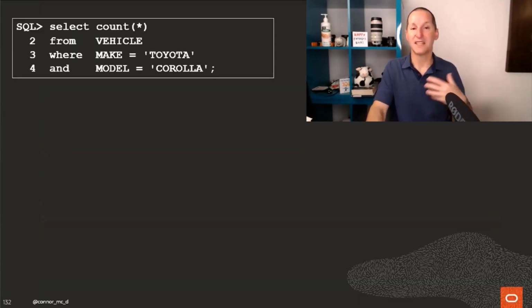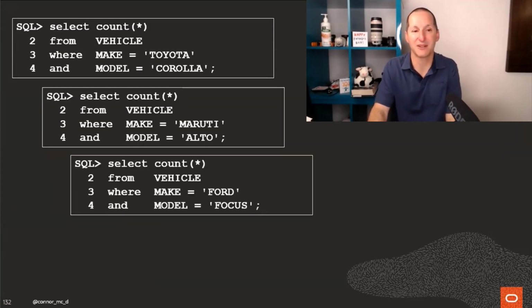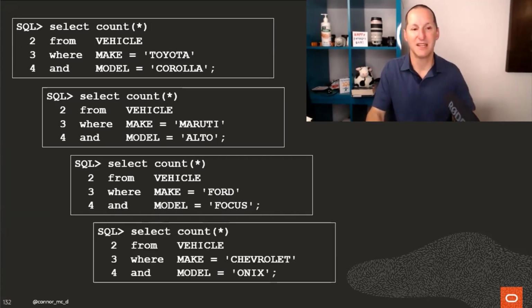An example is when I give my talk on optimizer stats. When I gave it in Australia, I used a Toyota Corolla. It's Australia's biggest selling car. People know about it. When I gave the talk in India, I used the Maruti Alto, biggest selling car in Bangalore. When I gave the talk at UKOUG, Ford Focus, biggest selling car in Europe in the year I gave it. South America, biggest selling car, the Chevy Onyx.